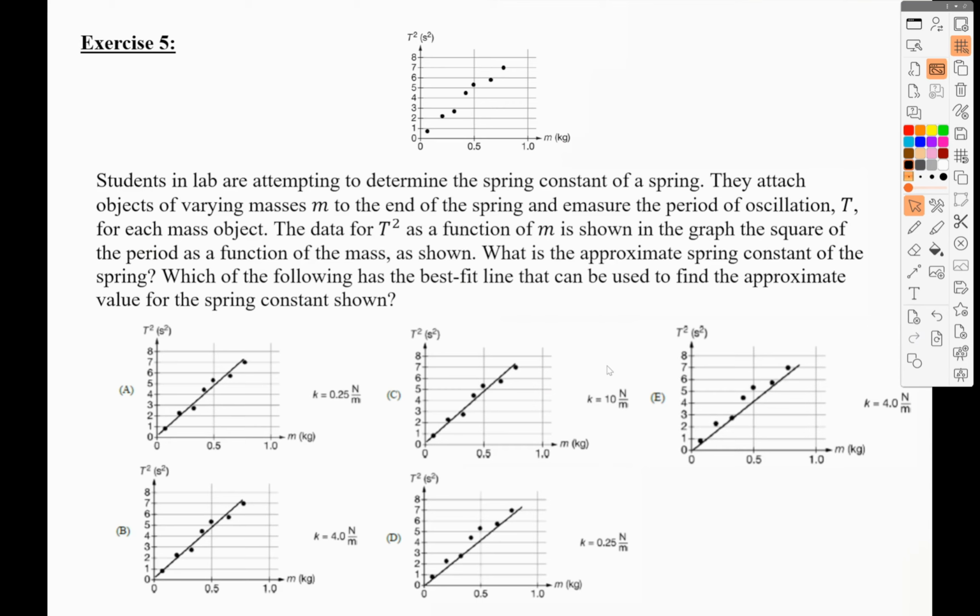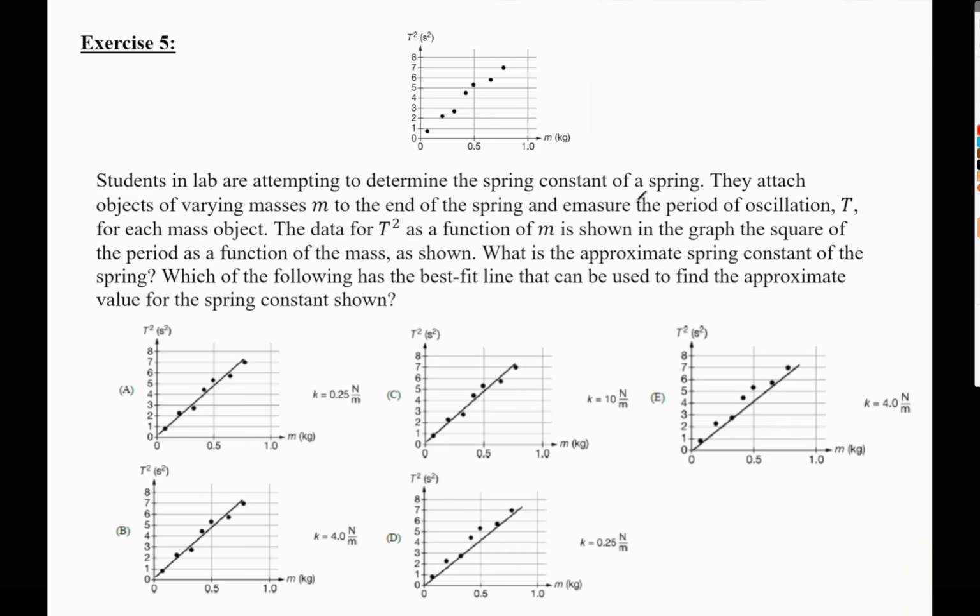And finally, as an exit ticket for today's video, the following exercise. This is very important. Students in lab are attempting to determine the spring constant of a spring. They attach objects of varying masses m to the end of the spring and measure the period of oscillation for each mass. The data for T squared as a function of m, the square of the period as a function of mass, are shown on the graph. What is the approximate spring constant of the spring?